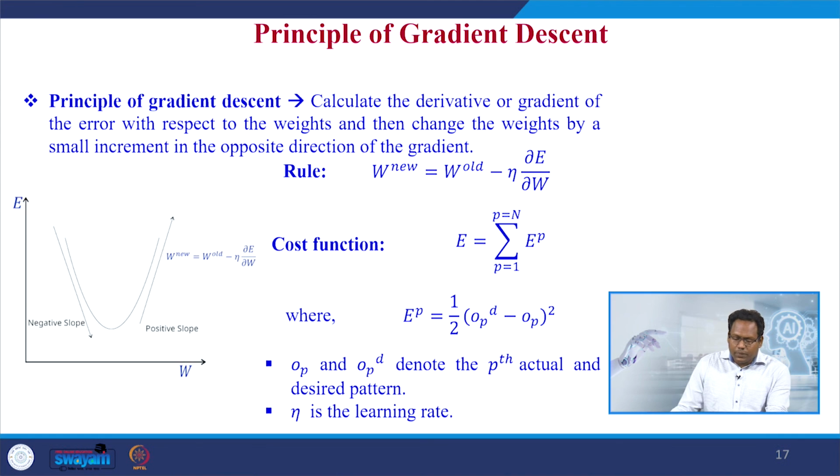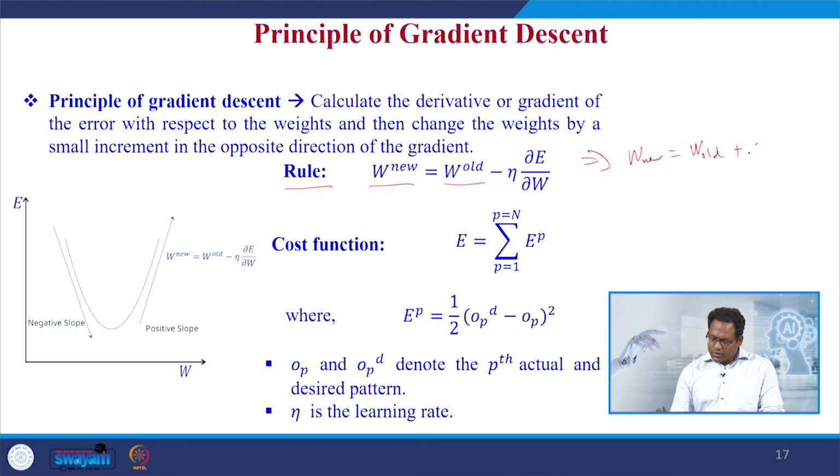Now, let us see the principle of gradient descent. Here we need to calculate the derivative or the gradient of the error with respect to the weights and then change the weights by a small increment in the opposite direction of the gradient. Thus, the rule here is W new equal to W old minus eta dou E by dou W. Now, how this one came, which is basically W new is equal to W old plus delta W, change in W.